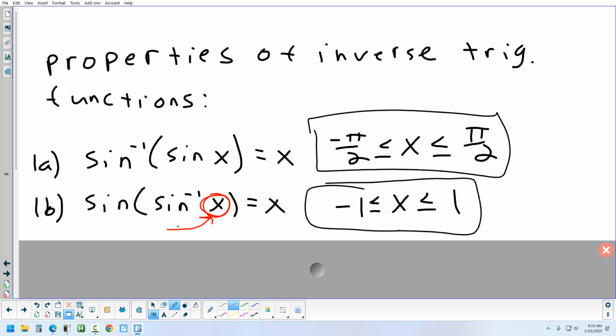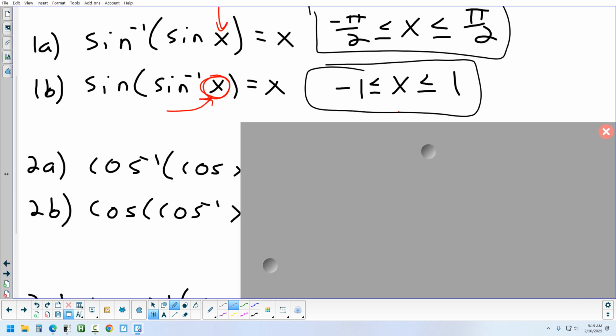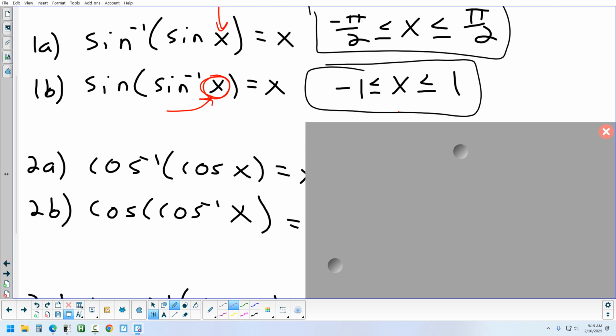All right, so that's when inverse sine and regular sine cancel each other out, and you get back whatever you type in right there under those conditions. Let's do the same thing for inverse cosine and regular cosine.